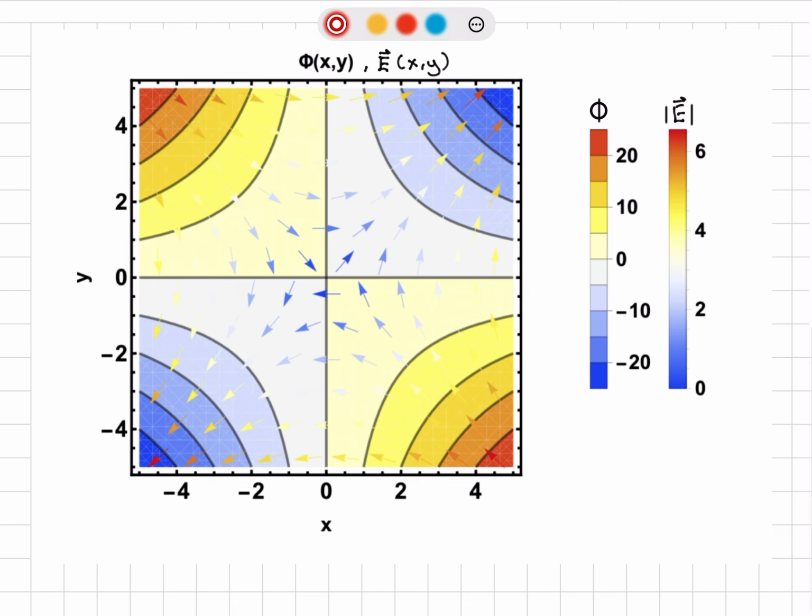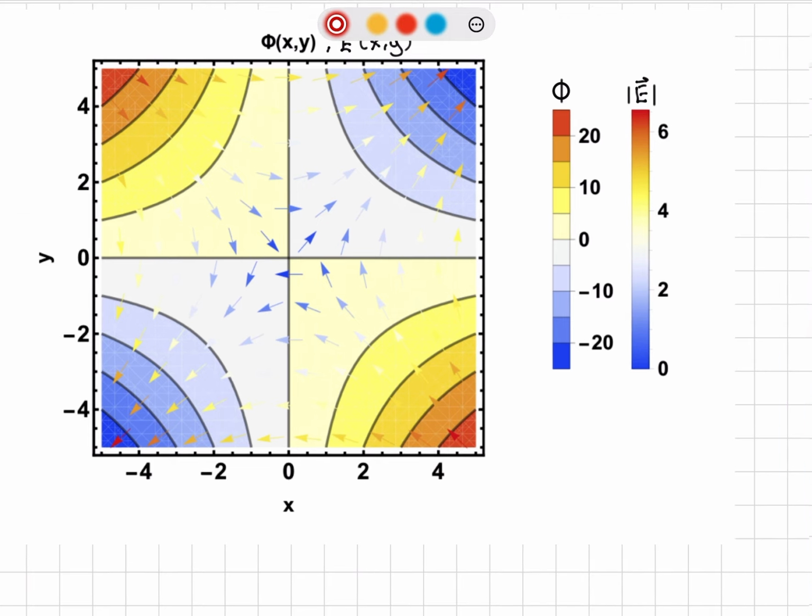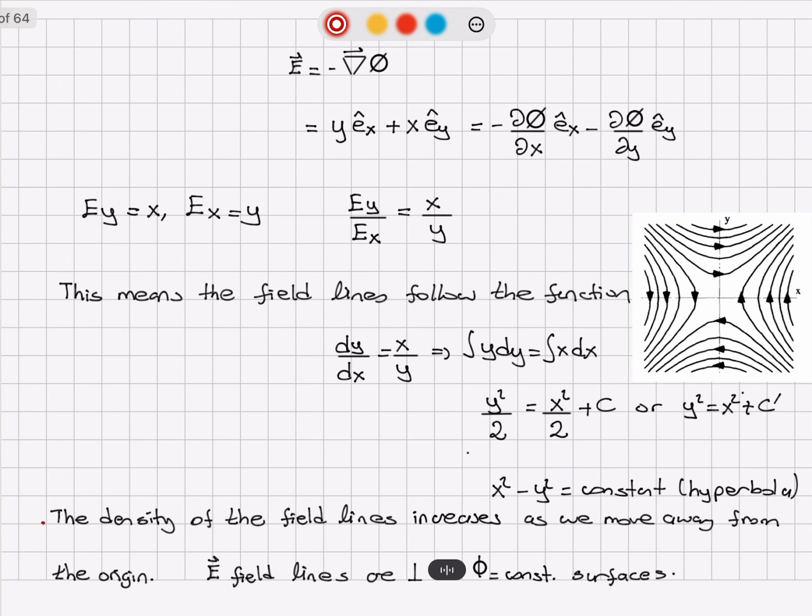in this plot, and they're pointing in minus the gradient direction. And also, the strength of the electric field is shown with this color scale here. So we have a higher strength, for example, at these points here, and then we have lower strength closer to the center. So this matches with what I have drawn here.